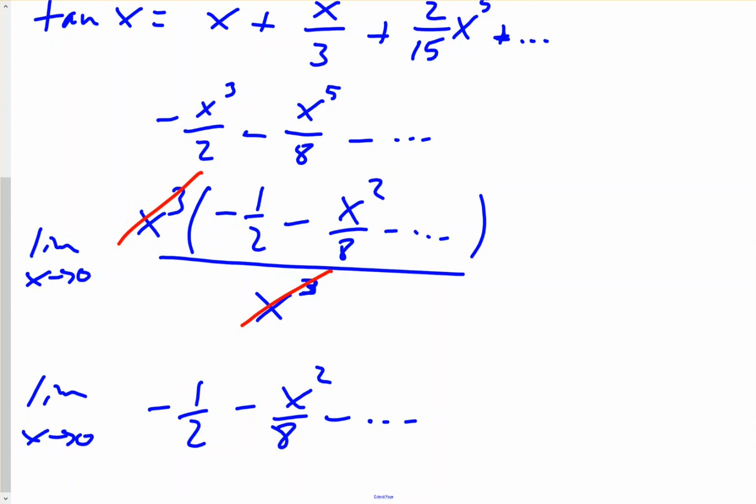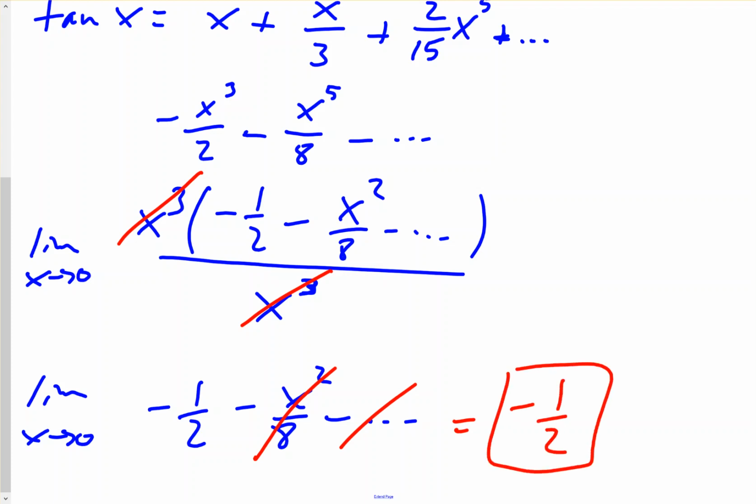And x approaches 0, so as this becomes 0, this is gone, right? And then all the rest will be gone. So all we'll be left with is negative 1/2. Okay.